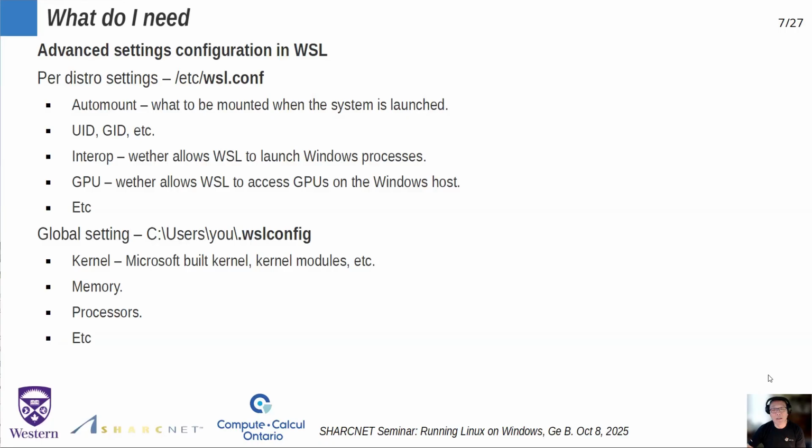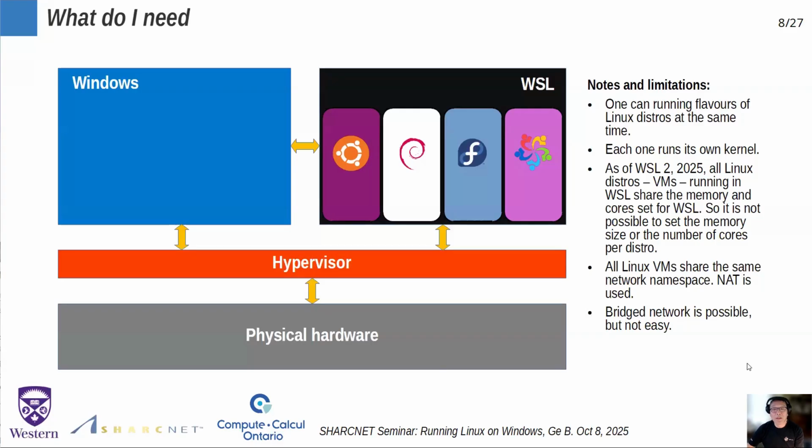Okay, so these two controls, two-level controls. And also some notes and the limitations, as I just mentioned briefly, that one can run your own flavors of Linux at the same time, several. I showed an example here: Ubuntu, Debian, Fedora, and Alma Linux. By the way, all the national clusters are running Alma Linux. You can give it a try and install Alma Linux on your Windows and get yourself familiar with that. And each one runs its own kernel.